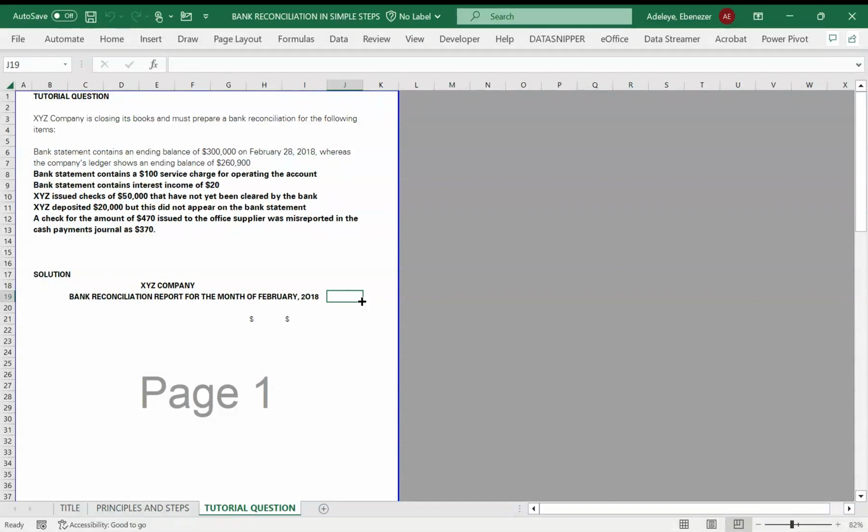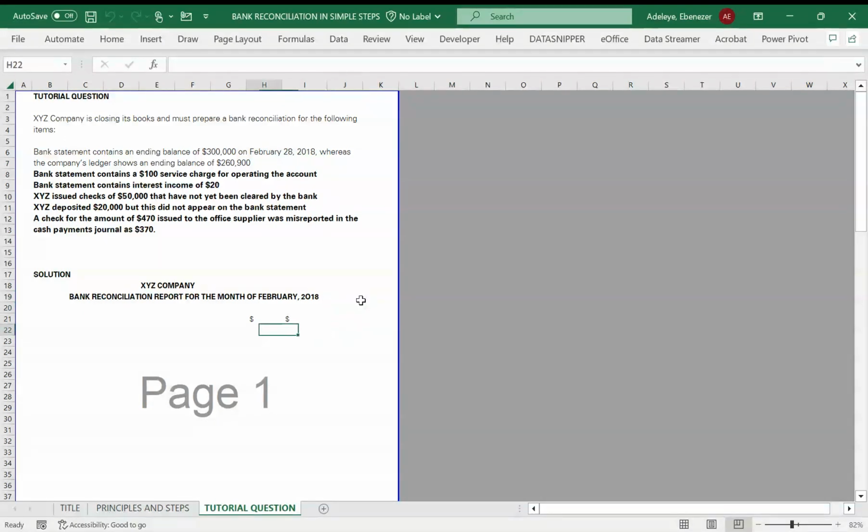A check for the amount of $470 issued to the office supplier was misreported in the cash payment journal as $370. So this is another reason for the difference, right? So instead of recording the $470 payment to the supplier, they mistakenly reported how much? They mistakenly reported $370.